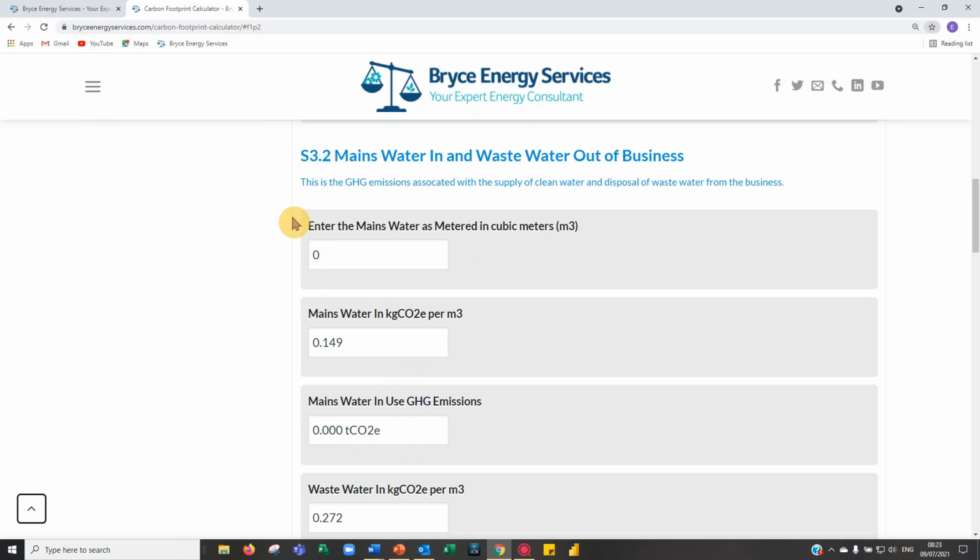Mains water in and out of your business. Surprising for some, but water has a carbon impact. A typical house, I think, uses maybe 1,000 cubic meters a year. Let's say a business uses 2,500. So again, check from your water bill.